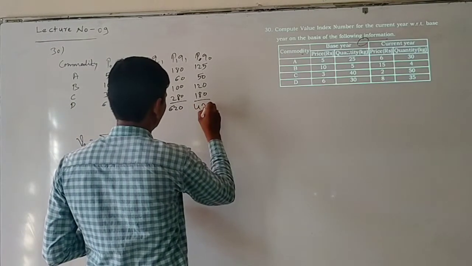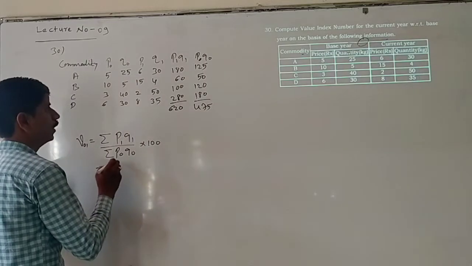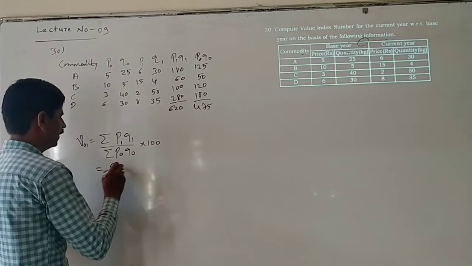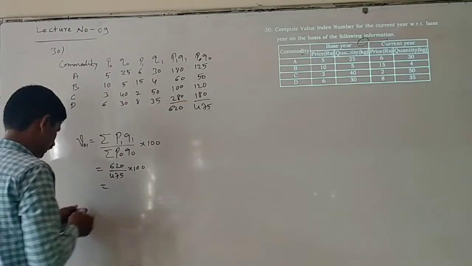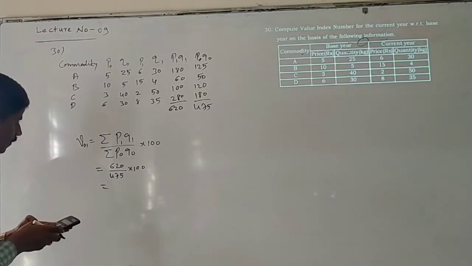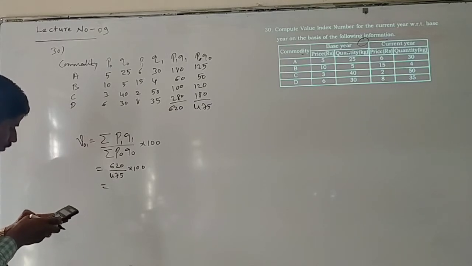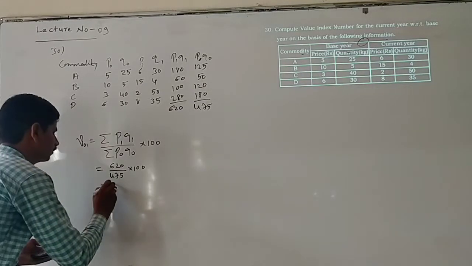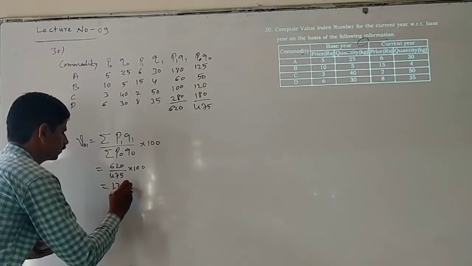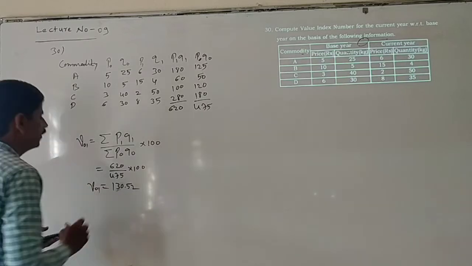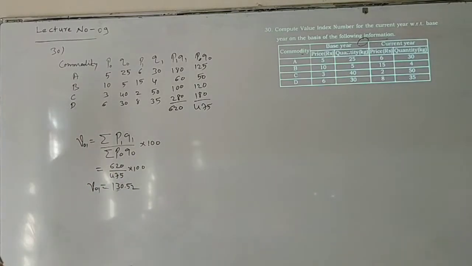You have to substitute the values, that is P1 Q1 is 620 divided by P0 Q0 is 475 into 100. Here 620 divided by 475 into 100 is 130.52. V01, the value index number, is 130.52. Here you have to apply sum of P1 Q1 by sum of P0 Q0 into 100. Okay, it is the 30th solution.